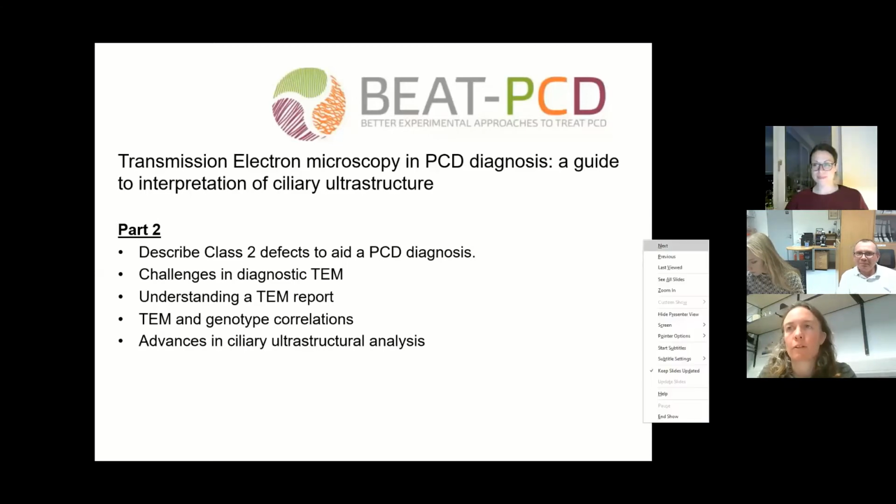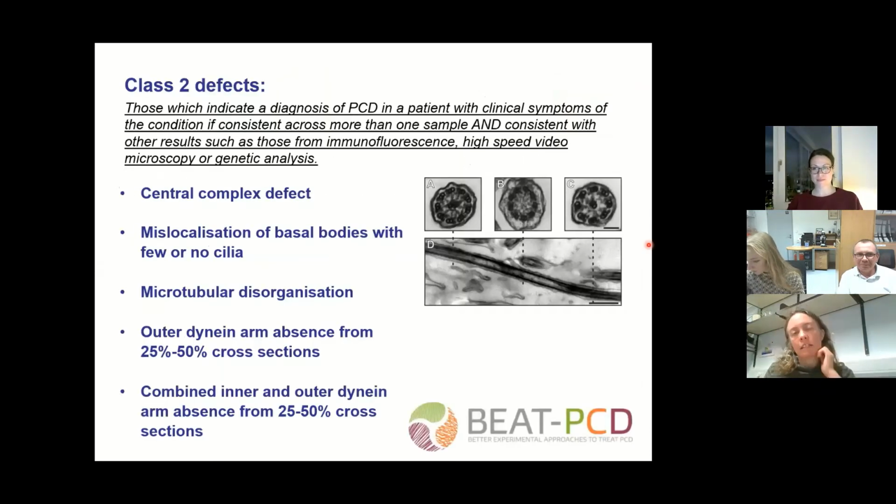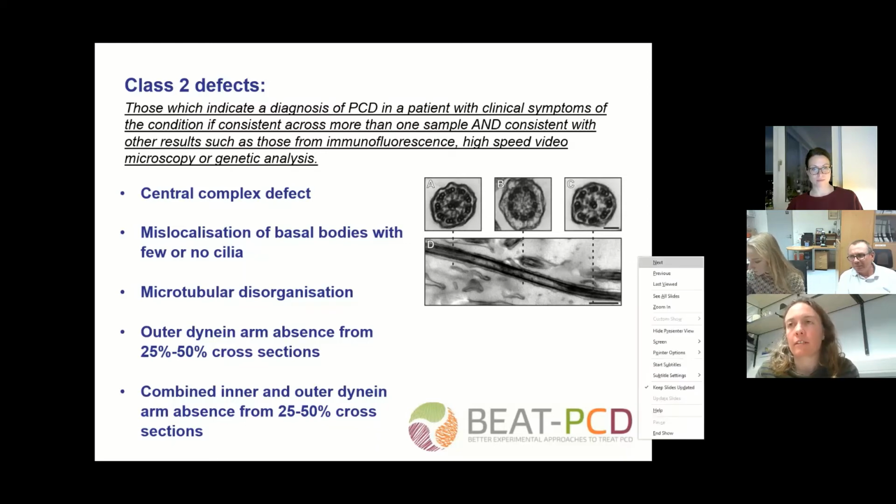Okay, so this is part 2, which is the class 2 defects, those which indicate a diagnosis of PCD in a patient with clinical symptoms of the condition, if they're consistent across more than one sample, within that sample, and consistent with other results from other diagnostic tests. So there are lots of caveats to this, but I think they're interesting and can help with diagnosis.